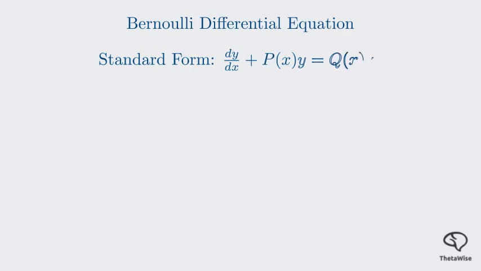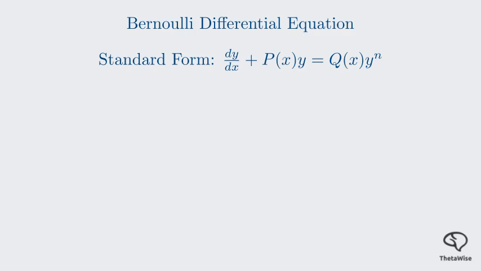A Bernoulli equation is a first-order ODE that can be written in the form dy/dx plus p of x times y equals q of x times y to the power of n. Notice how similar this is to the linear form. The only difference is the y to the power of n term on the right side. If n is 0 or 1, the equation is linear and can be solved with the method we just learned. However, if n is any other number, the equation is nonlinear.